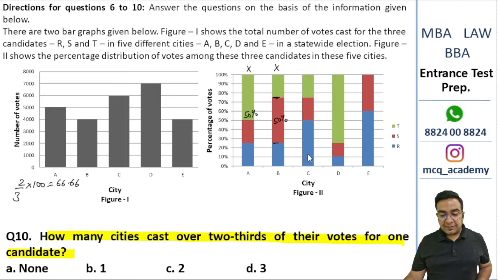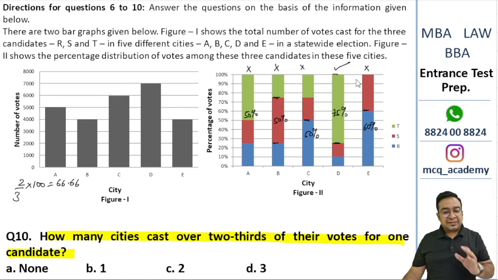Here, for city C, the largest portion belongs to blue. That is equal to again 50%. For city D, the largest portion is this green value. So this is equal to 75%. Therefore, this is to be taken into consideration. City C is not to be taken into consideration. And for city E, the largest portion belongs to blue, and this again is equal to a maximum of 60%. Therefore, again, we do not need to take this into consideration.